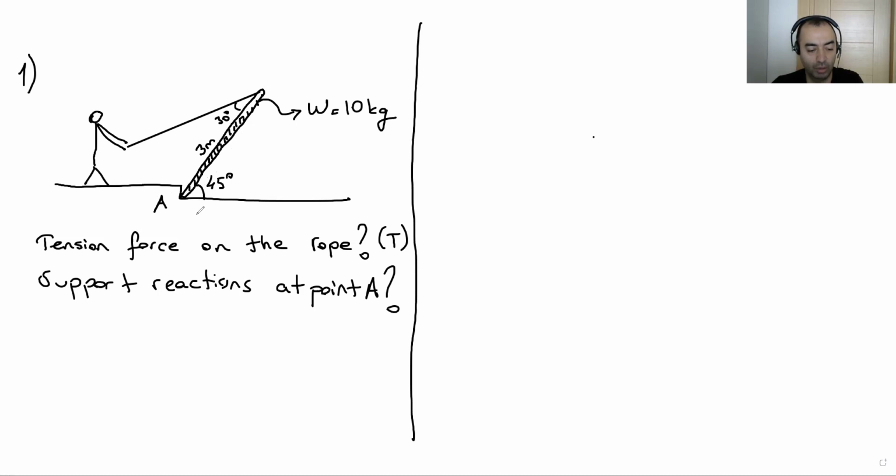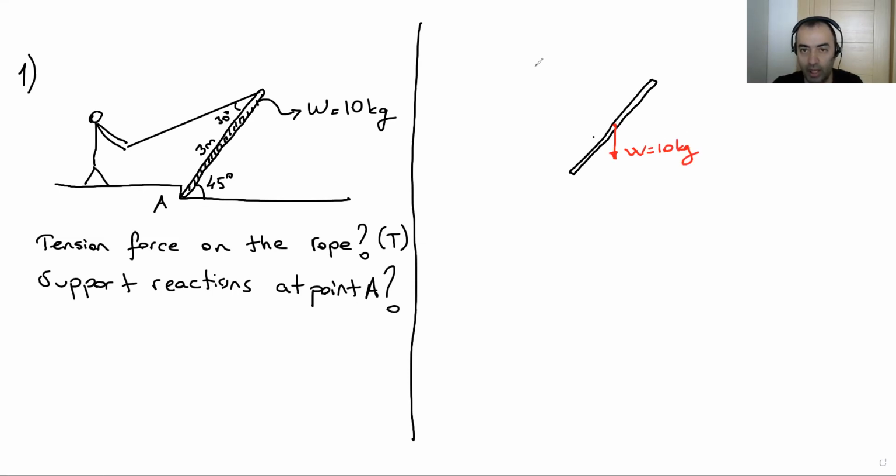So let's draw the free body diagram beforehand. Free body diagram. Here I have a member, as you can see. This is our member. On this member, what we have? We have a weight. Weight is acting on the midpoint of this member, right? So this is the weight, goes down. W is 10 kilogram.